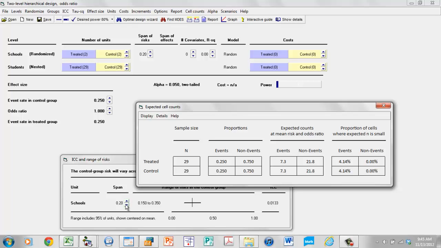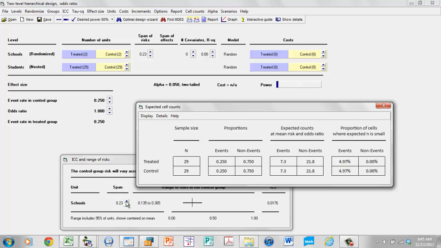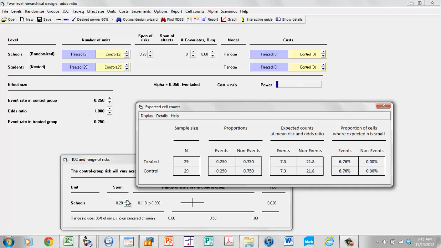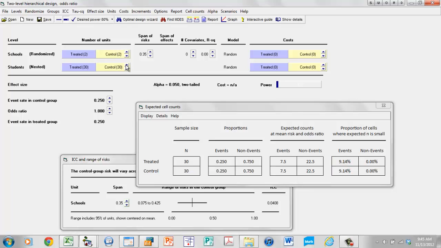So when the span was 0, only 2% of the schools had an expected problem. If the span goes up to 0.20, then 4% of the schools have an expected problem. And if the span goes up to 0.35, at this point more than 10% of the schools have an expected problem. And therefore, again, we need to increase the number of students per school to get rid of the problem.